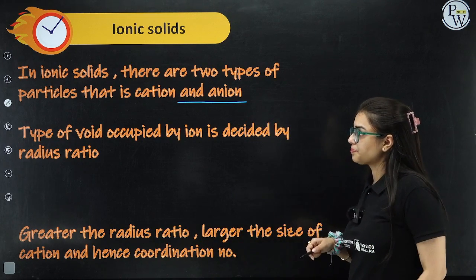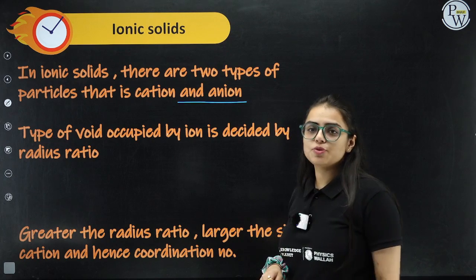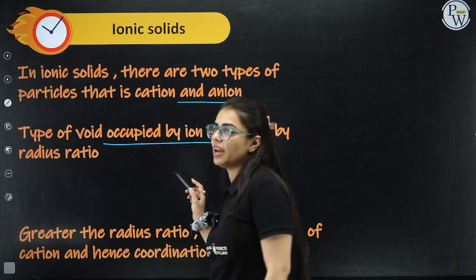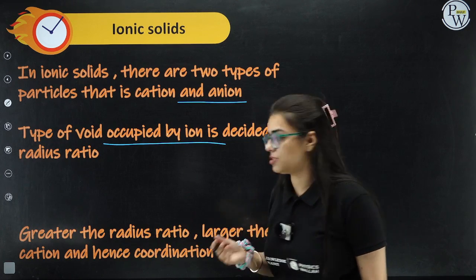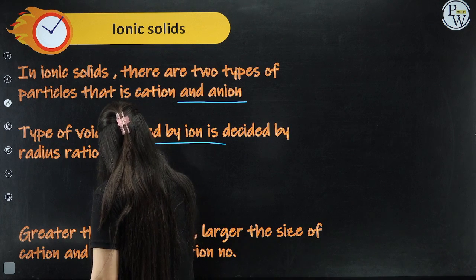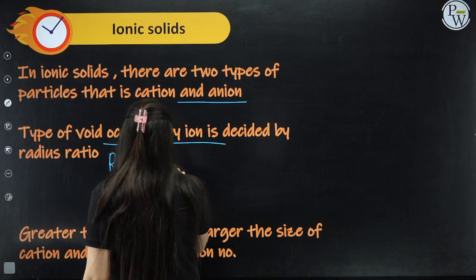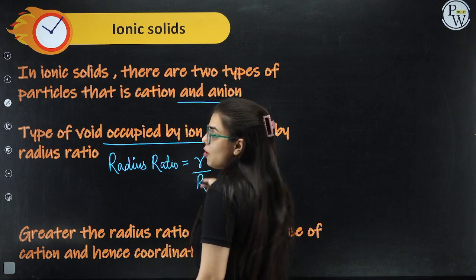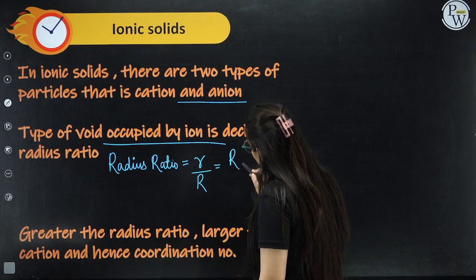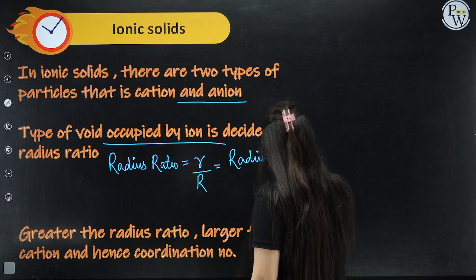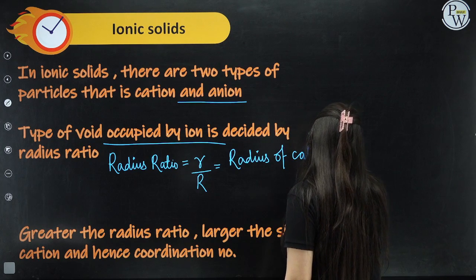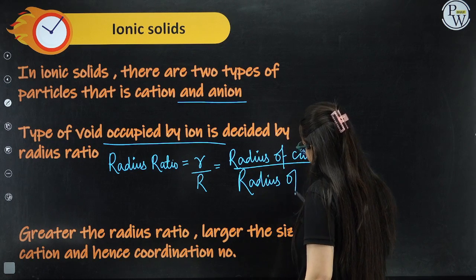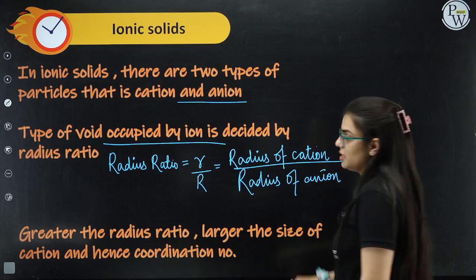Coming back, I told you that in ionic solids there are two types of particles, one is cation and another is anion, and the type of void that we have to calculate in the case of an ionic solid is determined with the help of the radius ratio. Radius ratio is equal to the radius of cation by the radius of anion, or the radius of void by the radius of atom. This way you can calculate the radius ratio, students.